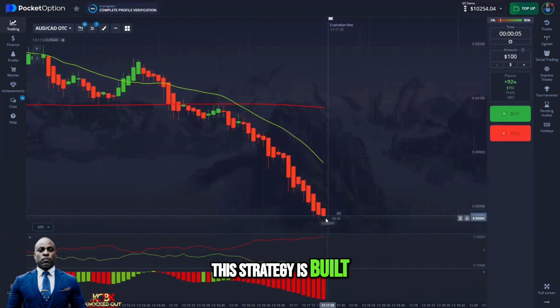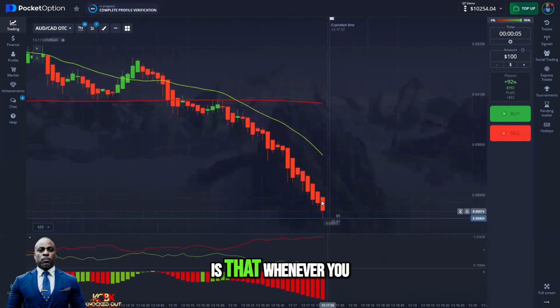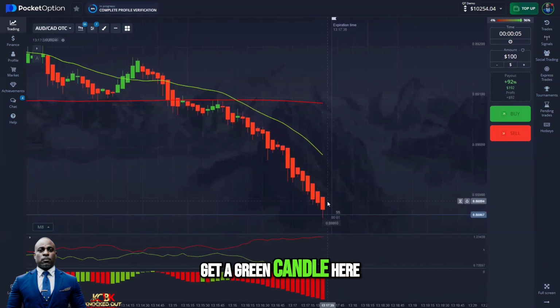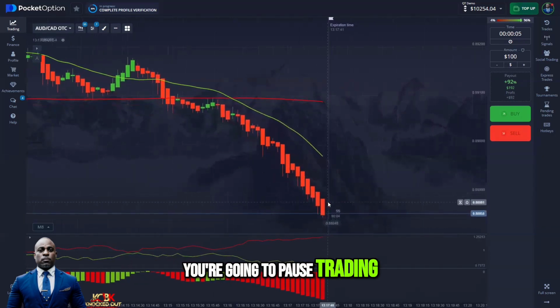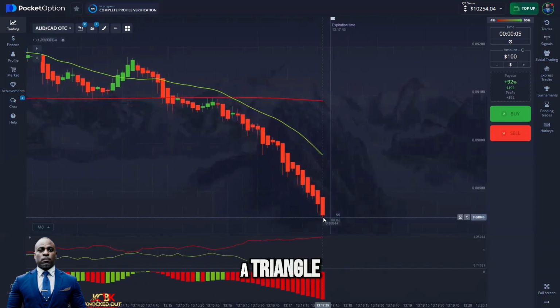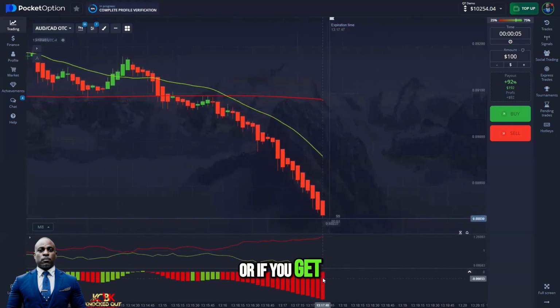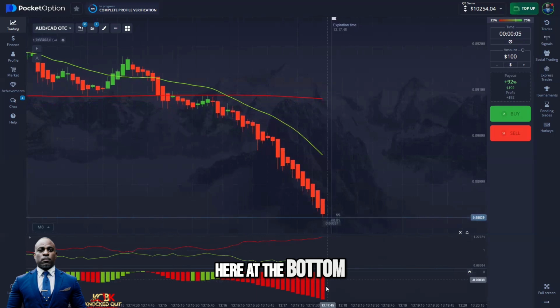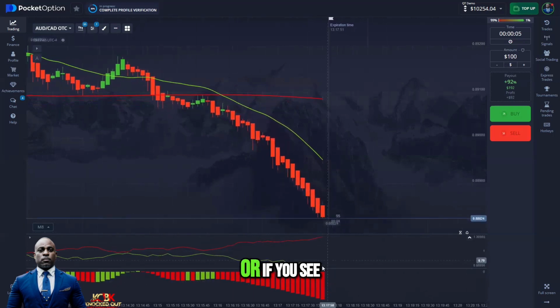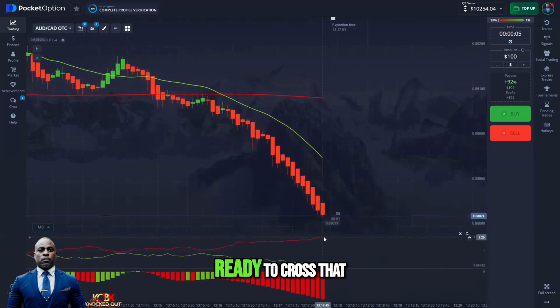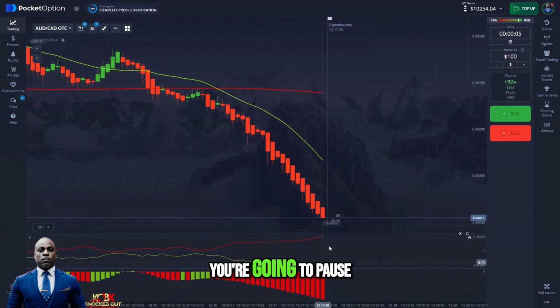This strategy is built with a caution. And what that means is that whenever you get a green candle here, you're going to pause trading. Or if you get a triangle, aka a fractal that appears, you're going to pause. Or if you get a green candle down here at the bottom, you're going to pause. Or if you see this green line getting ready to cross that red line, you're going to pause.